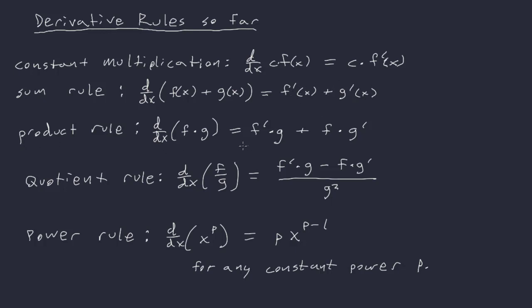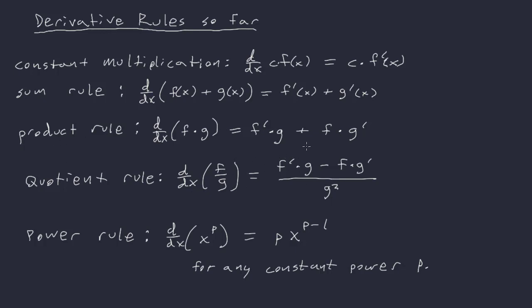We have our product rule, which says that if we're taking the derivative of an f times g, it's going to be f prime of g plus f times g prime. So derivative of the first times the second left alone plus the first function times the derivative of the second function.